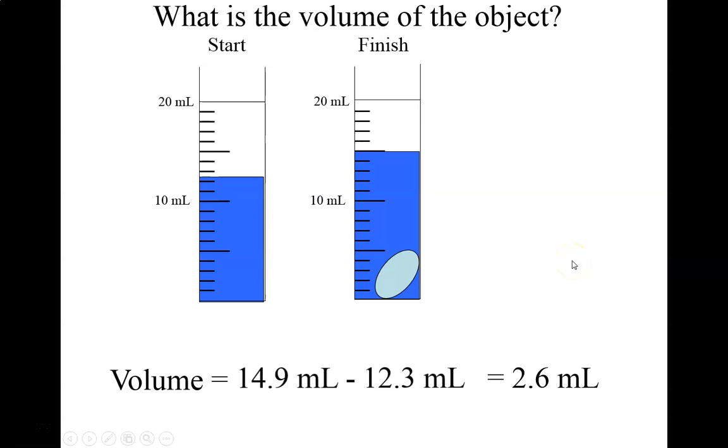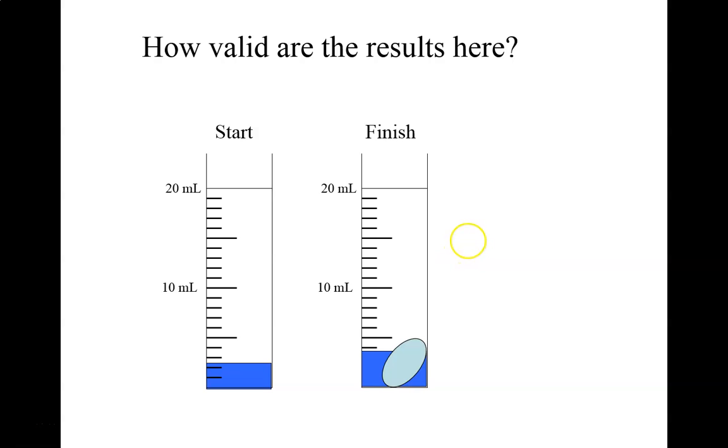I could now use that to calculate the density of the object. Now, would I want to do this before or after weighing the object to figure out its mass? I'd probably want to figure out the mass first in case it absorbed any water. So just as a side note there. So 2.6 milliliters is how much the water went up.